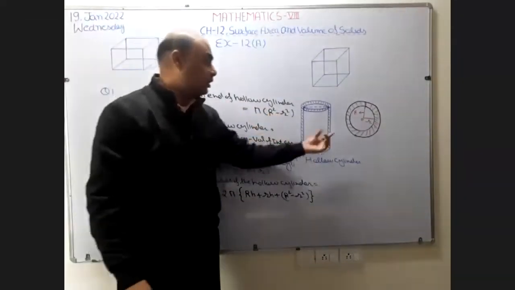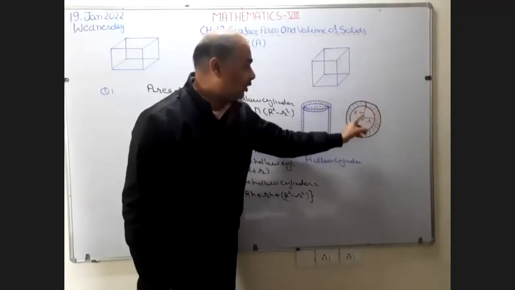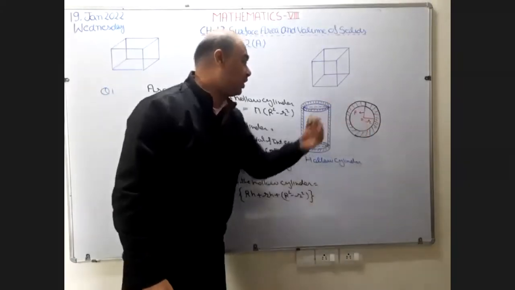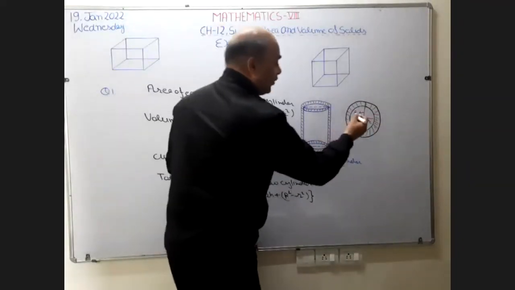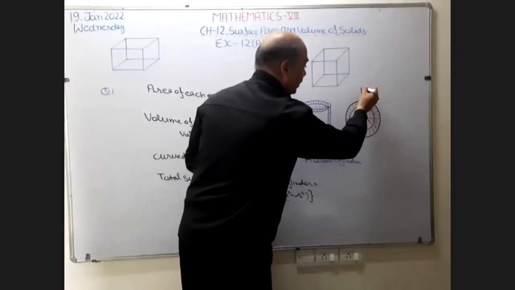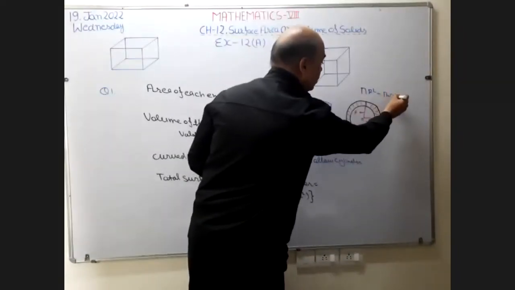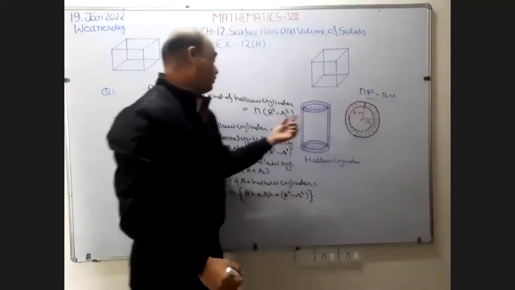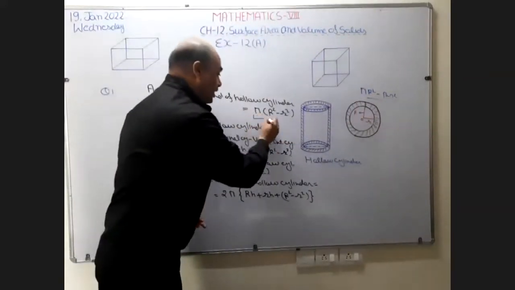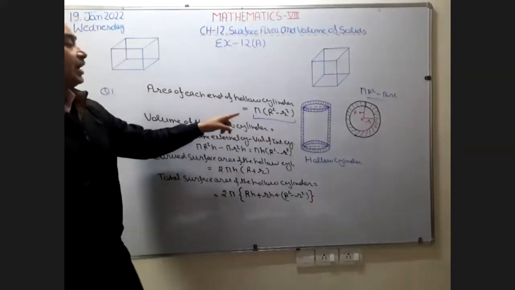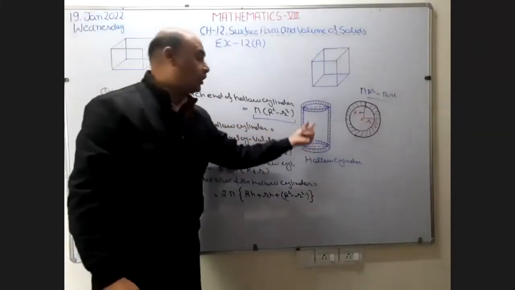So each end means this is the one end. What is the shape of this end? This is the ring. So how are we going to find the area of the ring? The formula for the area of a ring is the area of the outer circle minus the area of the inner circle. So what is common between them? Pi is common. So take pi common. The formula becomes pi into R square minus r square. So this is the area of the ring and the area of one end of the hollow cylinder.